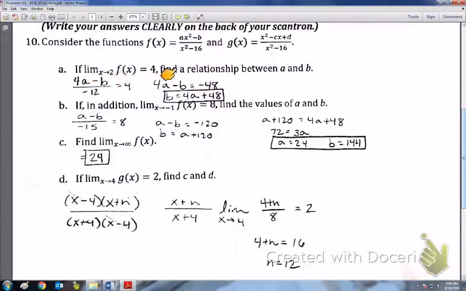In number 1, it says, if the limit as x approaches 2 of this function f of x equals 4, find a relationship between A and B. Some people were a little confused about what a relationship meant. All that it means is find an equation that relates A and B to each other so that if I know one of the variables, I can figure out what the other variable is.